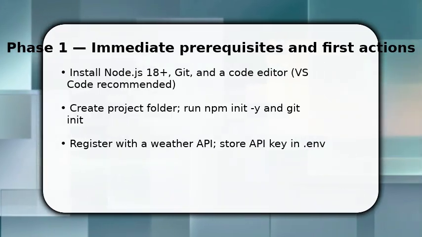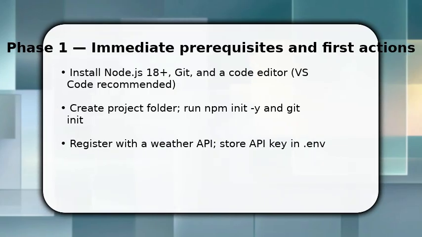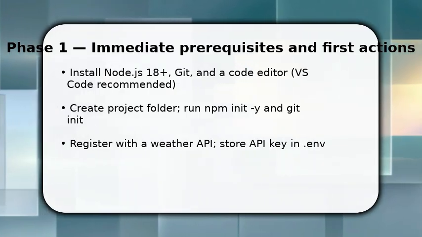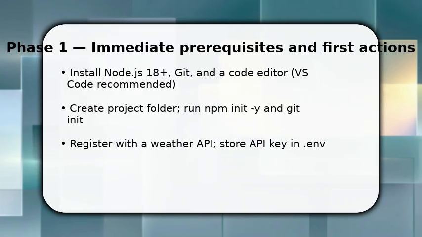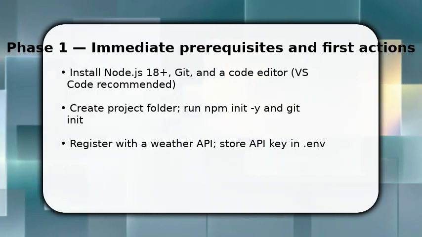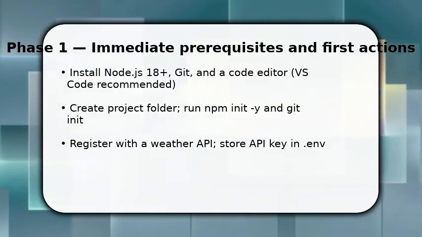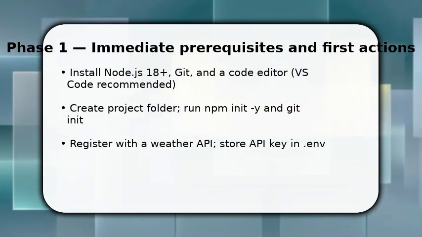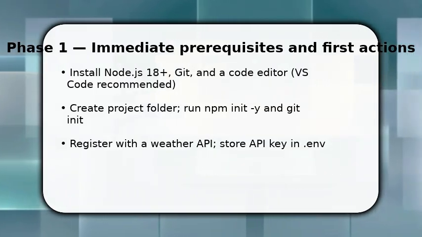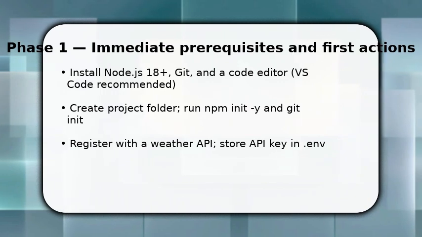Make an .env file now and paste your weather API key. This keeps secrets out of source control. You also add Axios or a fetch polyfill. Install dotenv to load environment variables. This immediately lets you request live weather data without committing keys, so you can iterate safely.